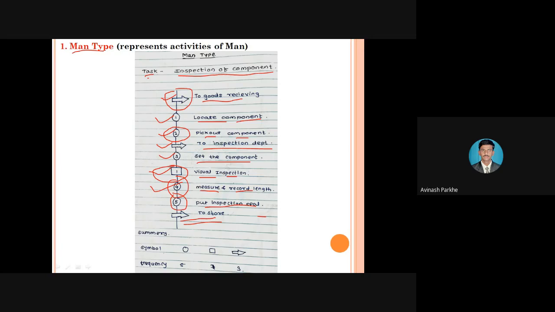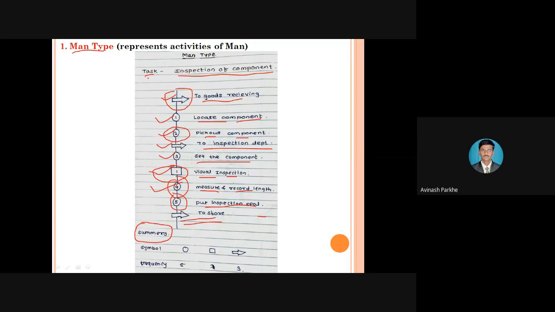All the movements, transport movements from one location to another location, activities performed by the man on that particular job, the number of inspections performed by that man on that job, all those movements of the man are recorded by using this man type of flow process chart. And at the end you can see the summary is also represented.